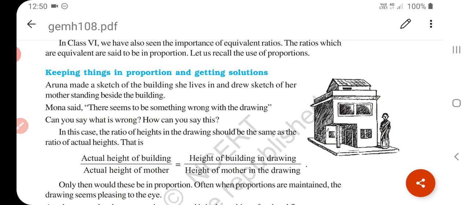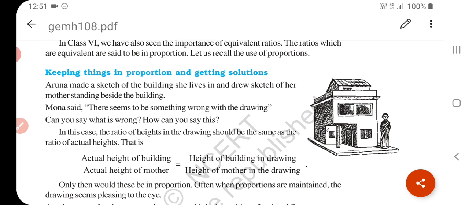Okay, now see here, if you want to keep things in proportion and get the solution. अब हम प्रपोर्शन में किस टाइप से रख सकते हैं, अगर दो रेशो आपस में इक्वल हैं तो हम उसे लिख सकते हैं they are in proportion. Okay, understand? So Aruna made a sketch of a building. She drew a sketch of her mother standing beside the building. Mona said there seemed to be something wrong with the drawing.